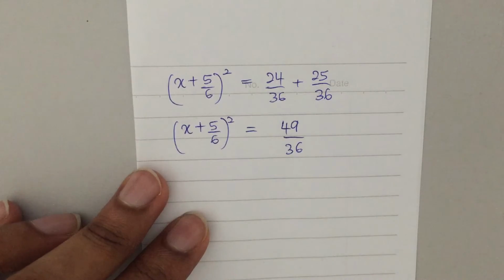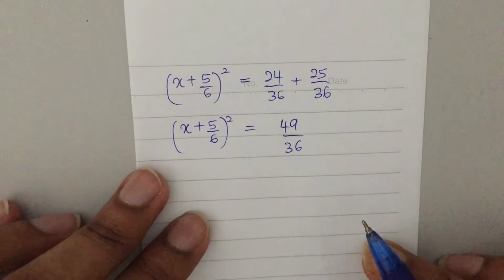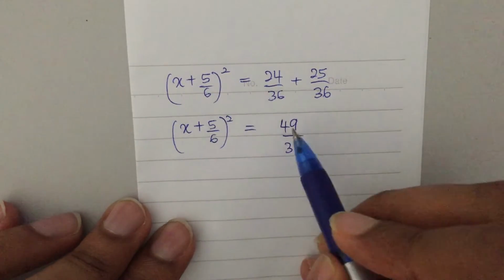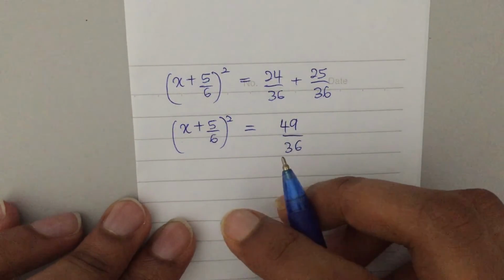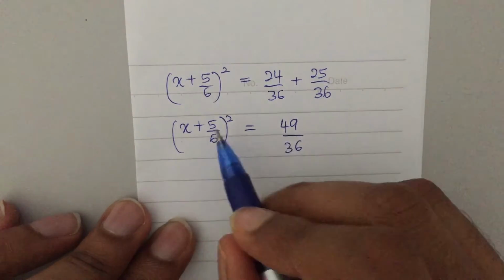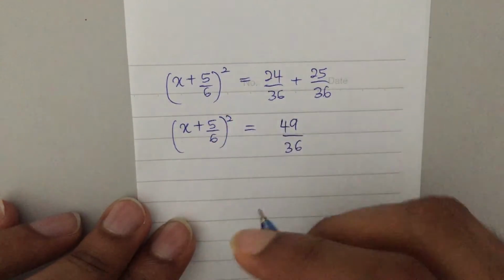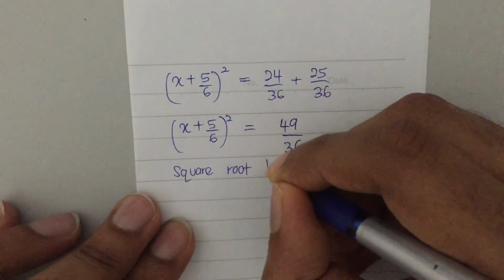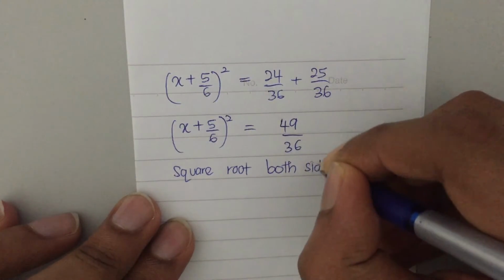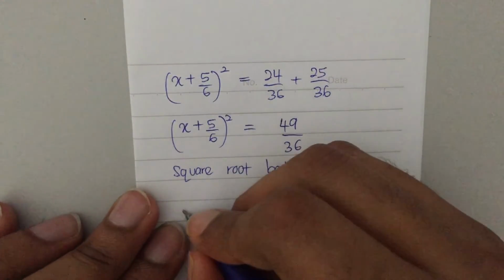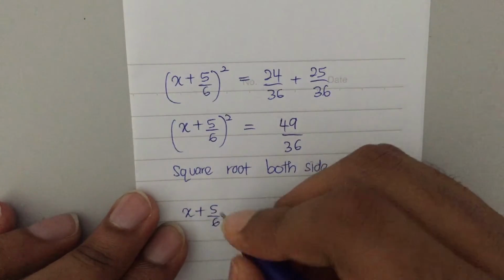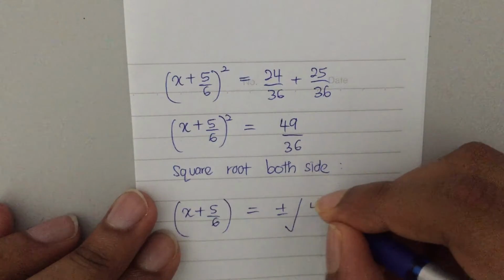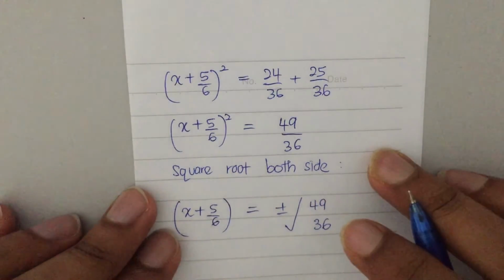Up until now, I hope you guys understand the working that I'm showing you. So from here, x plus 5 over 6 squared is equal to 49 over 36. For the next step, we're going to square root both sides, in order to eliminate this square over here. So from here, x plus 5 over 6 will be equals to plus minus square root 49 over 36.